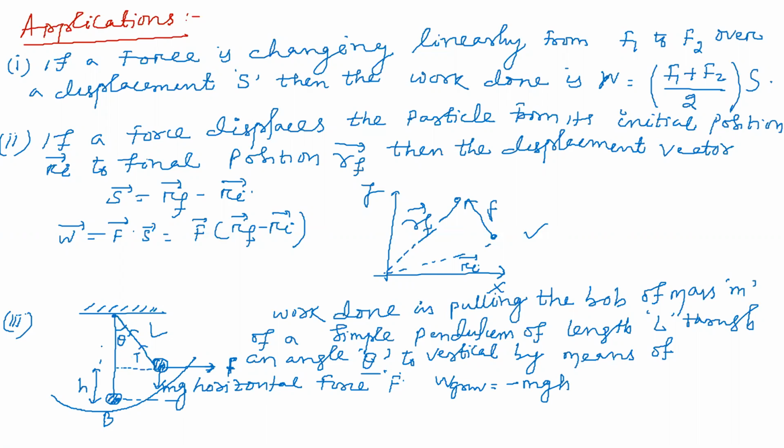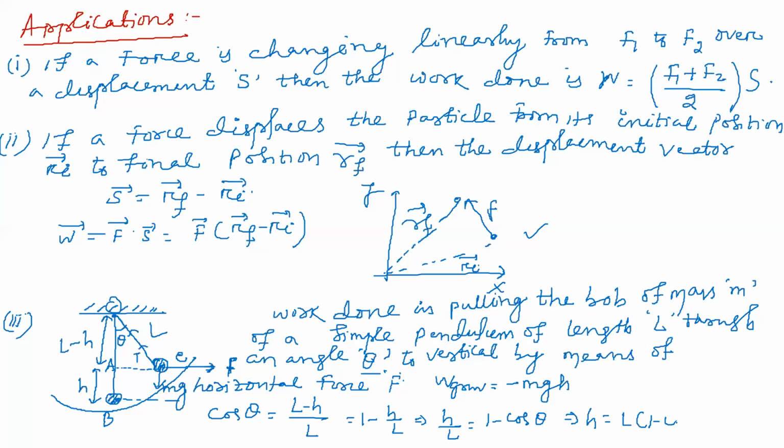So if this is theta, and total length is L, then this length is how much, students? L minus h, correct? If I go for cos theta in this triangle, let this be A, this be C point and this be O point. In this AOC triangle, cos theta is equal to B by H, that is L minus h by L. So that is 1 minus h by L, correct? So h by L is equal to 1 minus cos theta. So simply h is equal to L into 1 minus cos theta.